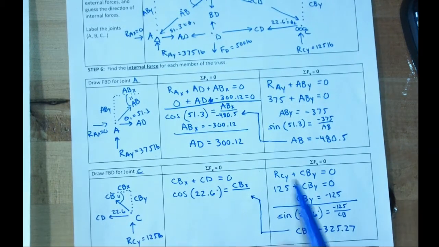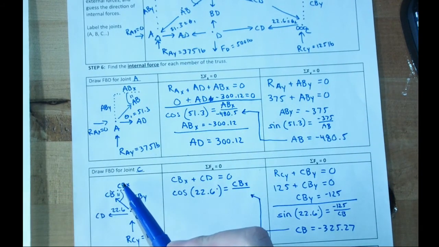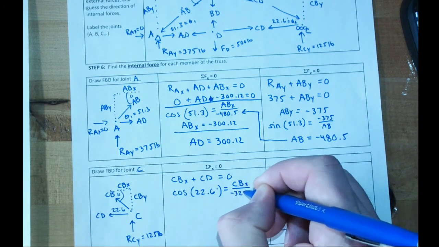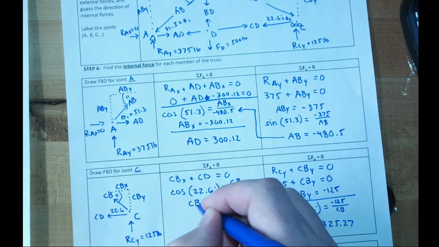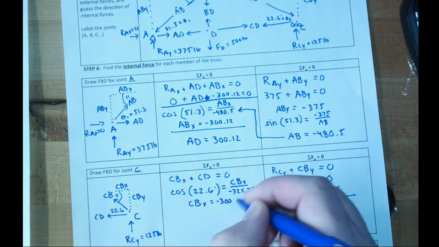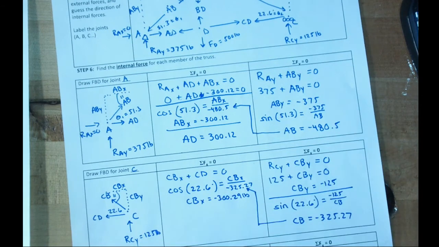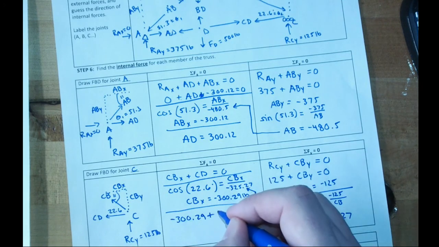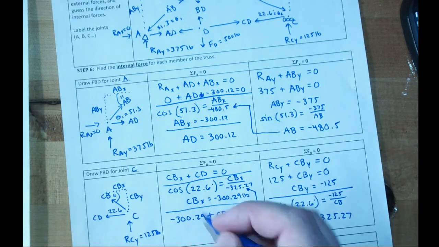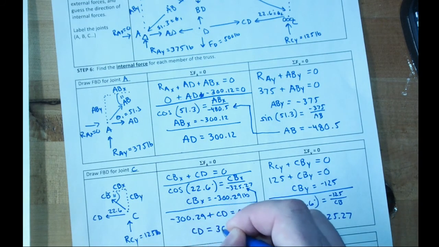From there, I now have a CB that I can plug in up here. So now I'm going to say my CBX is the adjacent over the hypotenuse, which was cosine. I can say this is negative 325.27. Rearrange the formula. CBX equals negative 300.29 pounds. Now that I have CBX, I am going to continue this up here. CBX is negative 300.29 plus CD, which is what I'm looking for. CD becomes positive 300.29.